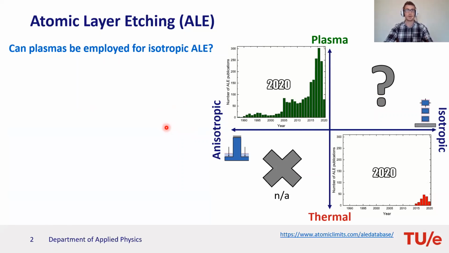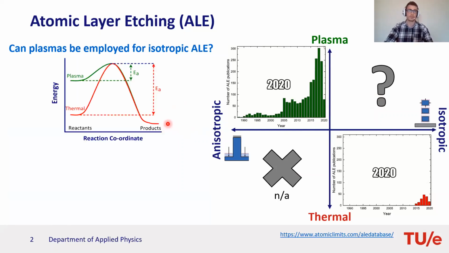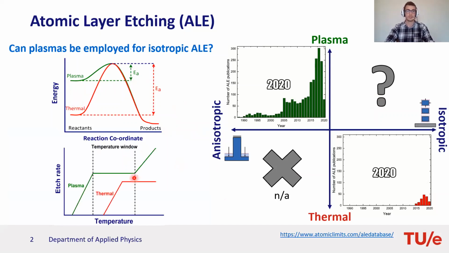So similar to the pathway that's been shown by plasma ALD, we suspect that by using a plasma for our reactions, the increased reactivity of the plasma radicals over conventional thermal ALE reactants will allow for an increase in etch per cycle, as well as allowing us an ability to operate in a wider temperature window at these lower temperatures.